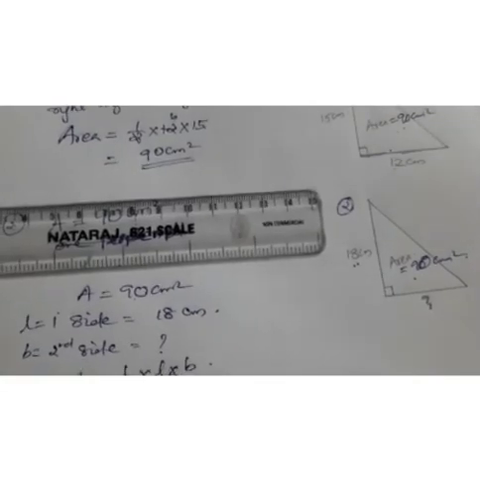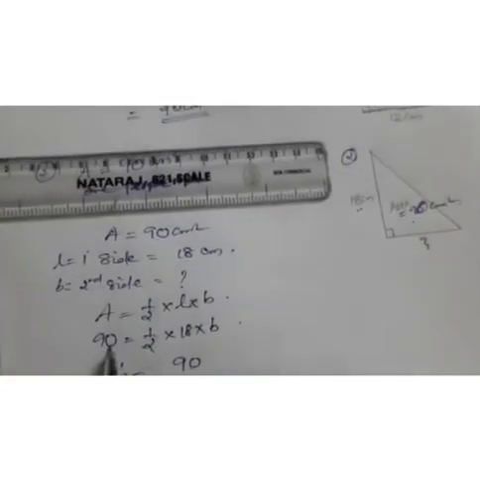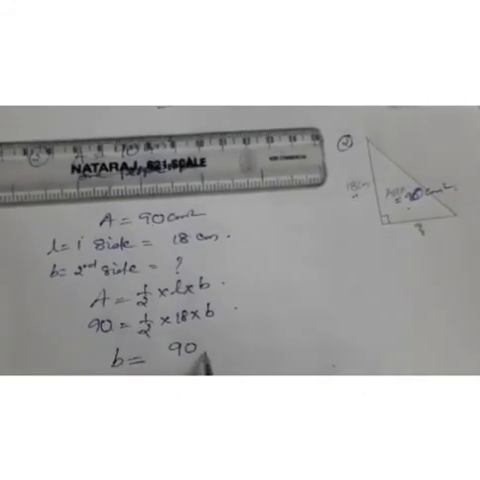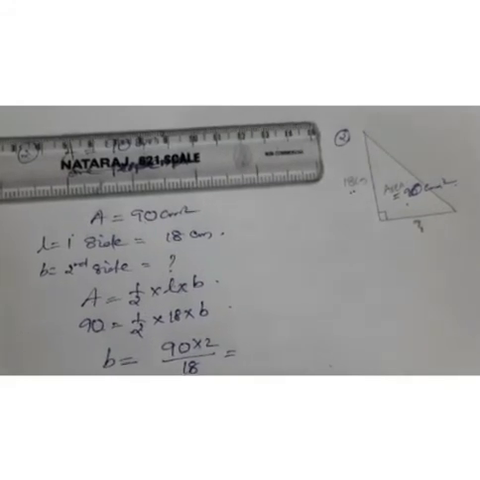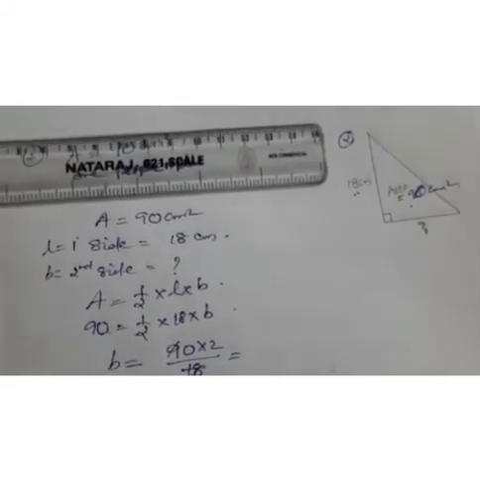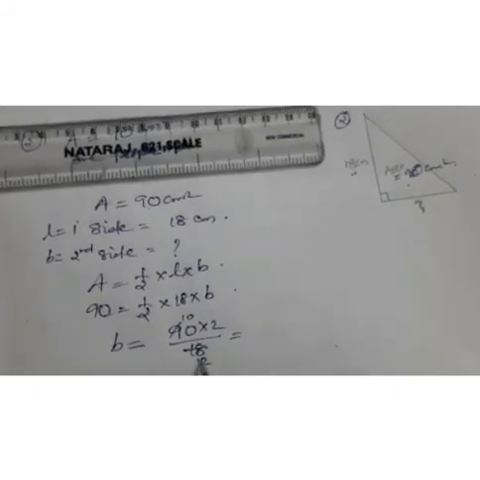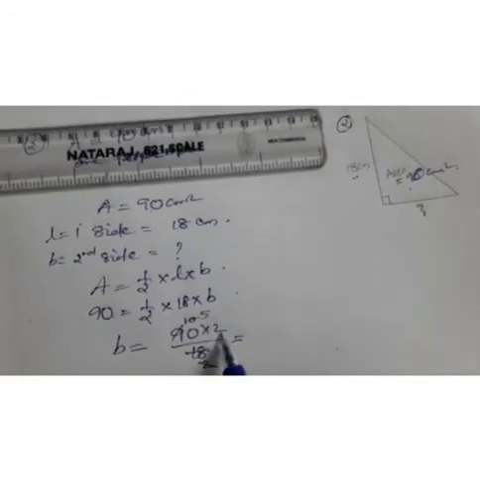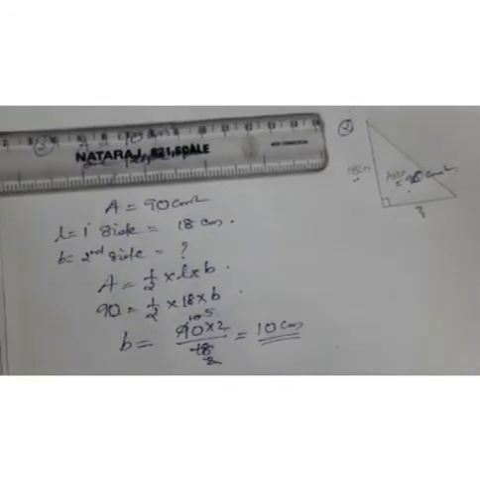So breadth is equal to 90, the 2 should come this side, so 90 into 2 by 18. 9 2s are 18. So here 10 is there, 2 5s. So 5 into 2, 10 centimeter is the answer.